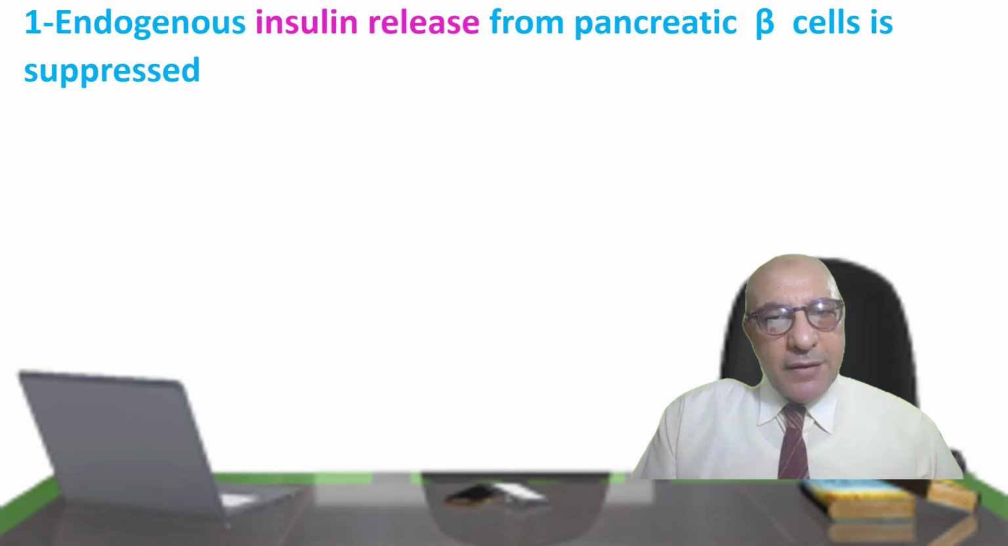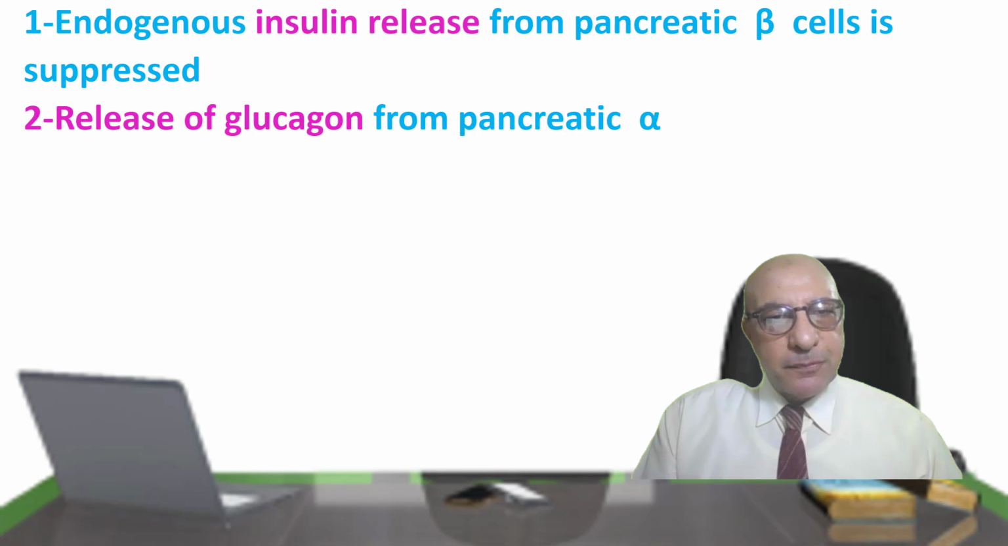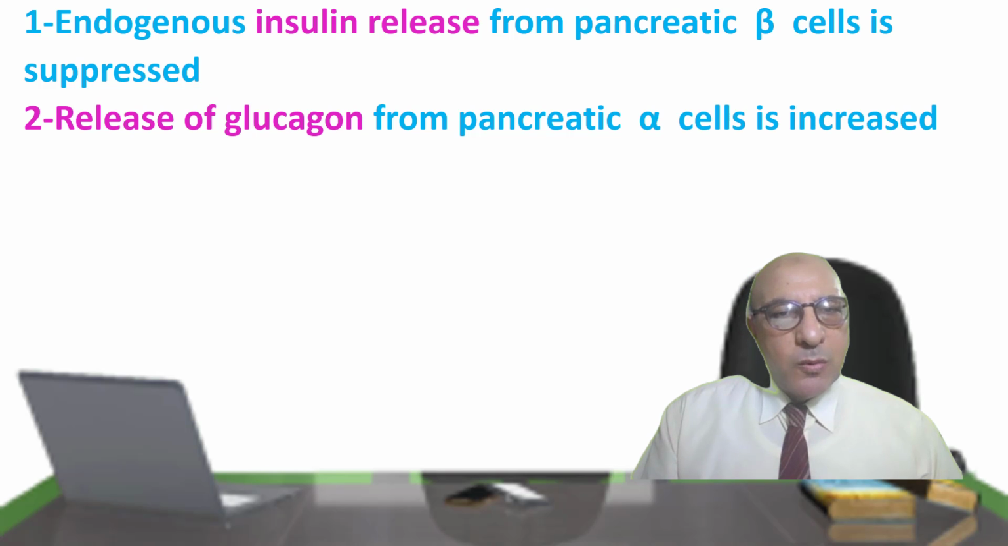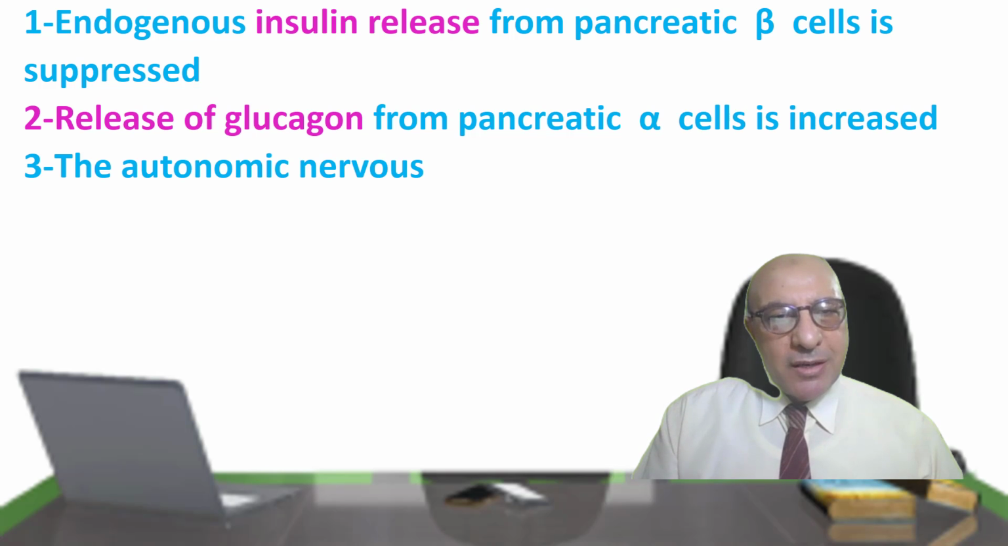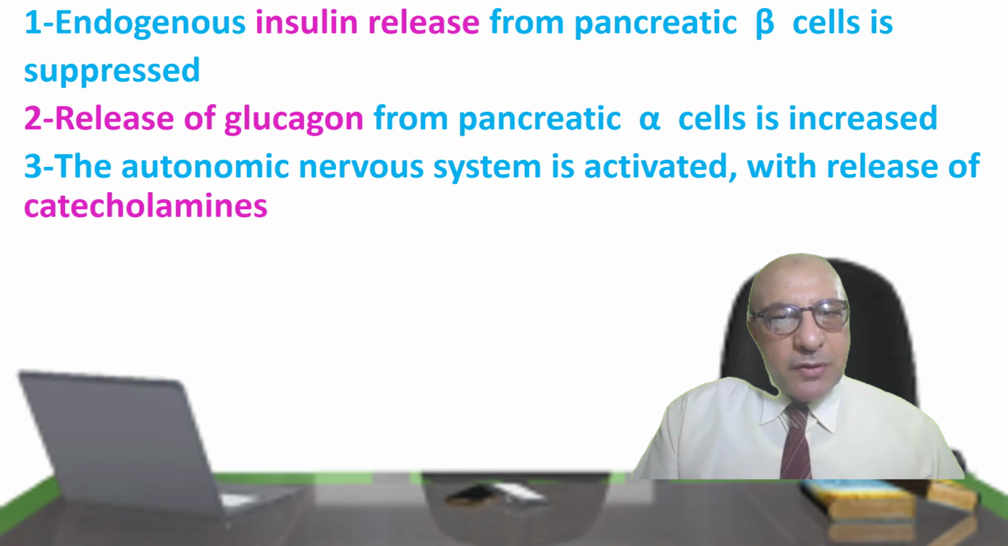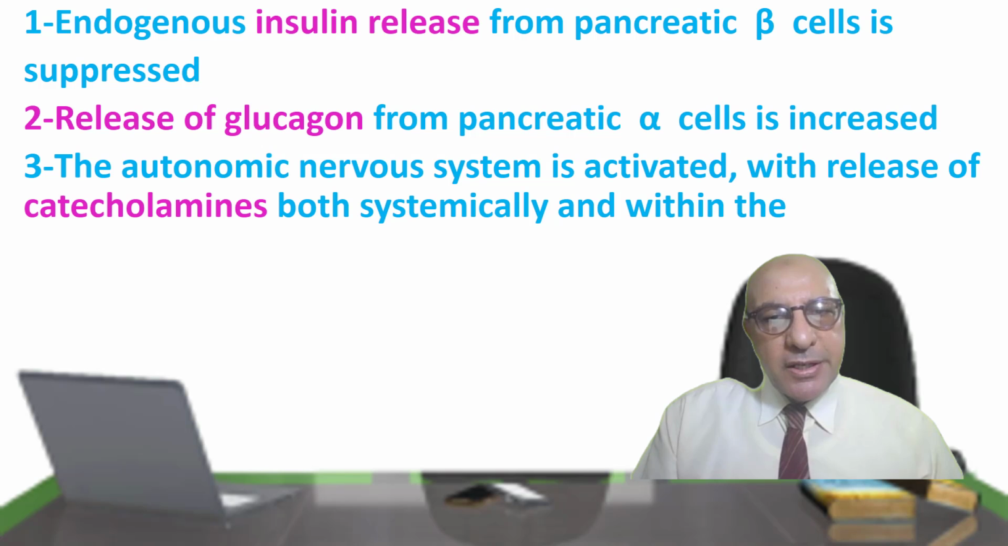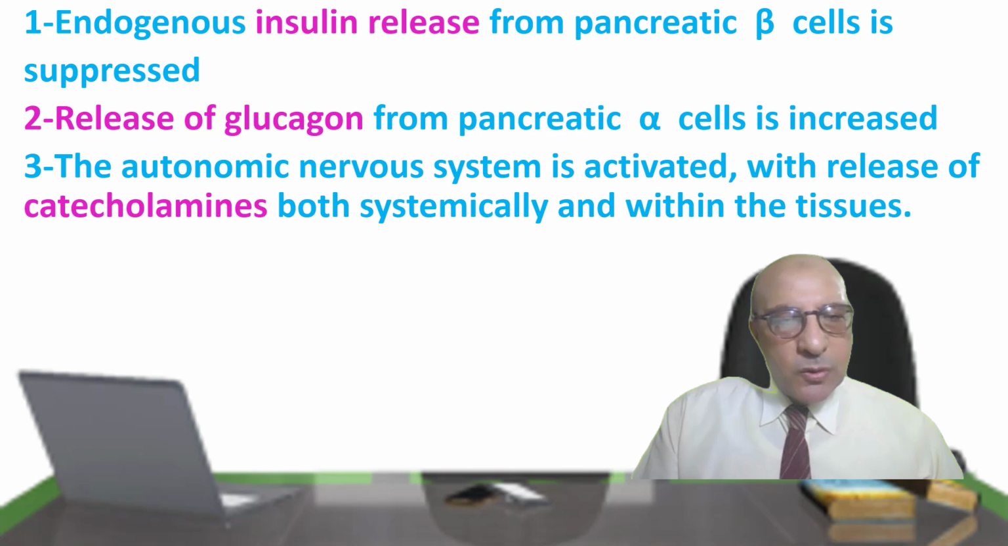First, when the blood sugar starts to drop, there is suppression of secretion of endogenous insulin from the pancreas. With more severe degree, there is a release of glucagon from pancreatic alpha cells, which, as we said before, will increase glucose production by the liver.